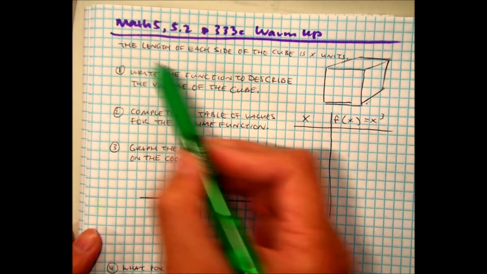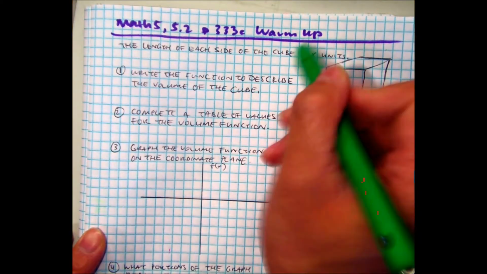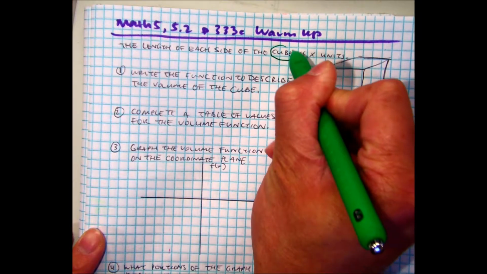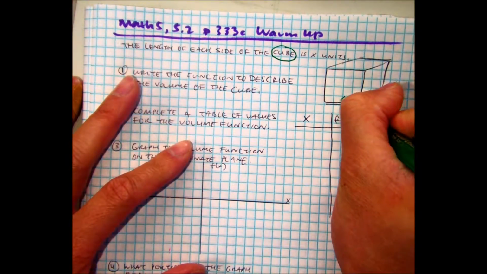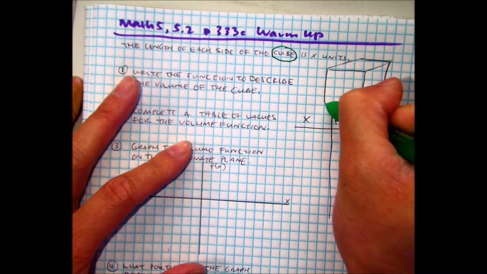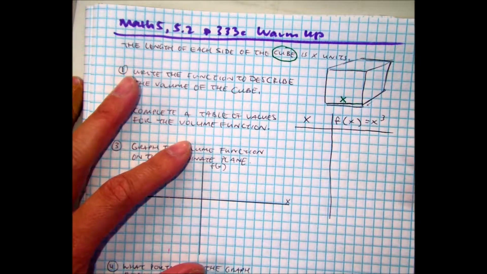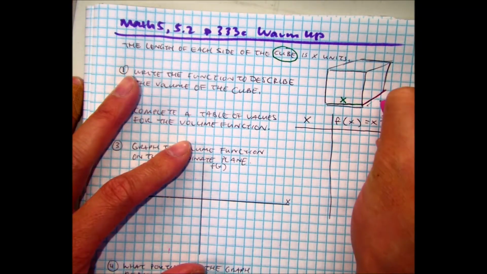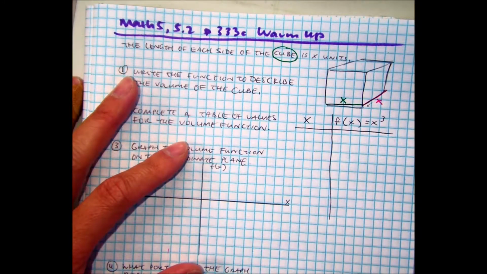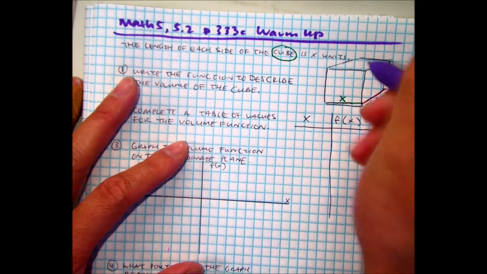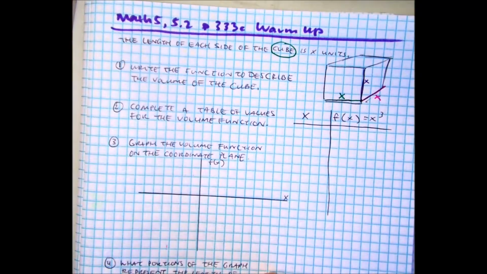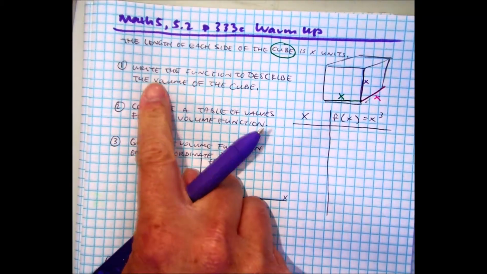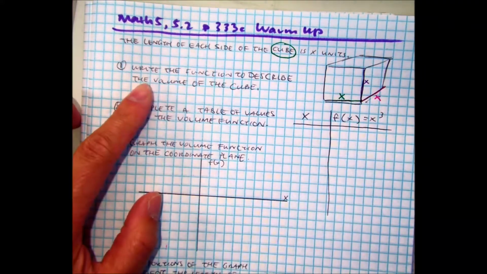The length of each side of the cube is x. So a cube is three-dimensional. This length here is x. This length here is x. And this length here is x as well. Write a function to describe the volume of the cube.